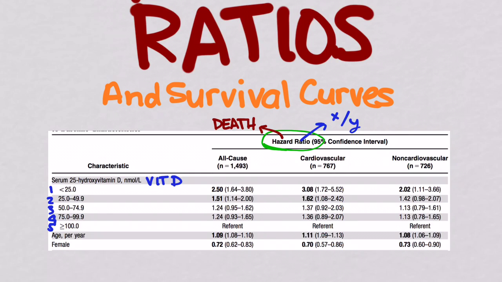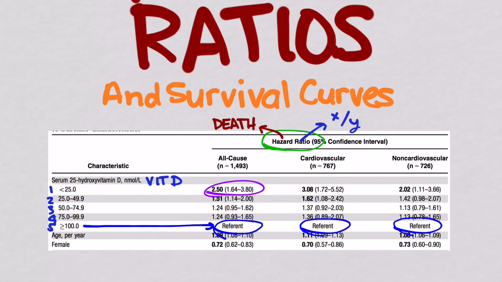We've got groups with levels less than 25, 25 to 50, 50 to 75, 75 to 100, and greater than 100. So we will be looking at the death rate in each one of these groups and comparing them by way of a ratio. And our denominator in these groups is going to be this group here, the one that is marked as referent. So that's going to be the one that has a vitamin D level that is greater than 100. So let's take a look at this group right here. And so we're going to be looking at the group in the numerator that has a vitamin D level less than 25, comparing it to the group that has a vitamin D level greater than 100.